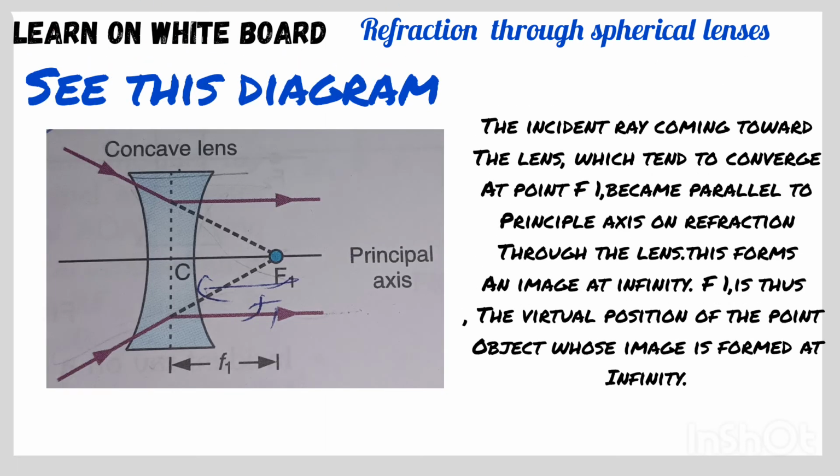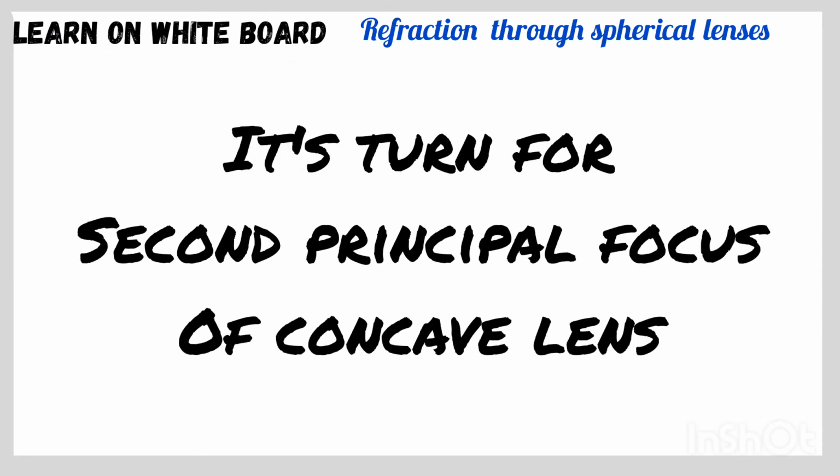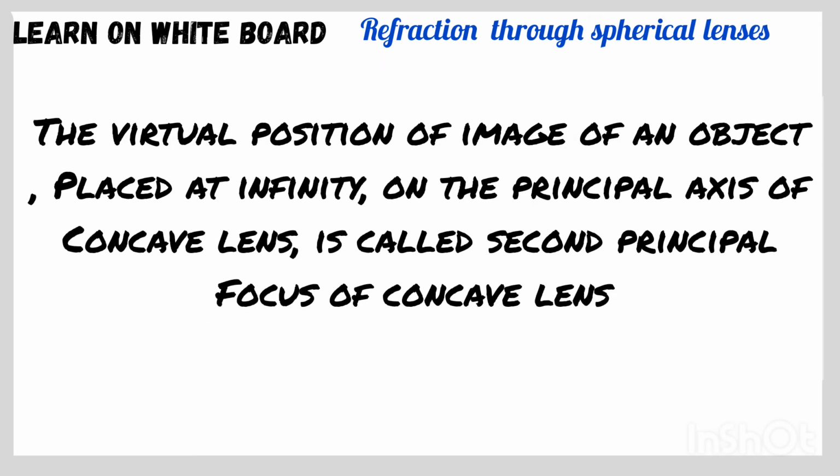See this diagram. The incident rays coming toward the lens, which tend to converge at point f1, become parallel to the principal axis on refraction through the lens. This forms an image at infinity. Thus, f1 is the virtual position of the point object whose image is formed at infinity. It's the turn for the second principal focus of concave lens. The virtual position of the image of an object placed at infinity on the principal axis of a concave lens is called the second principal focus of concave lens.